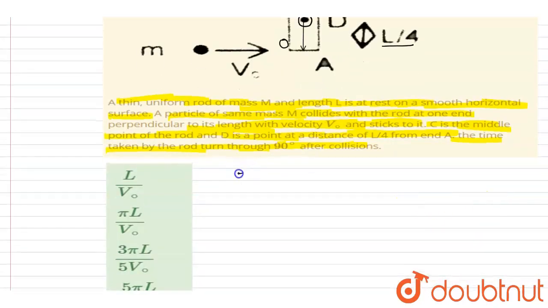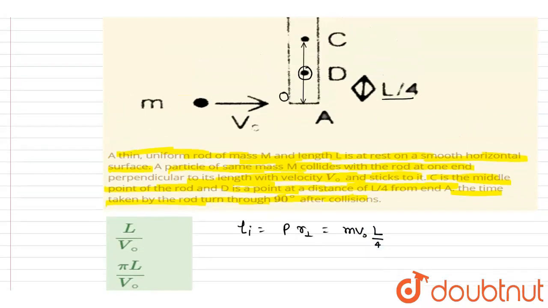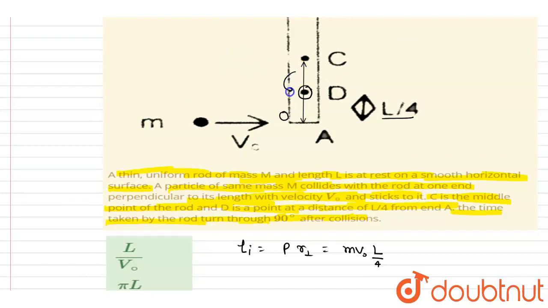So the initial angular momentum is the momentum of the particle times the perpendicular distance, so it is m v0 L by 4. Finally they will stick and start rotating about D. So let us find the moment of inertia of the rod plus the particle about D. For the rod, I will apply the parallel axis theorem: m L square by 12 plus m L square by 16. So it is 4 by 48 plus 3 by 48, that is 7 by 48.